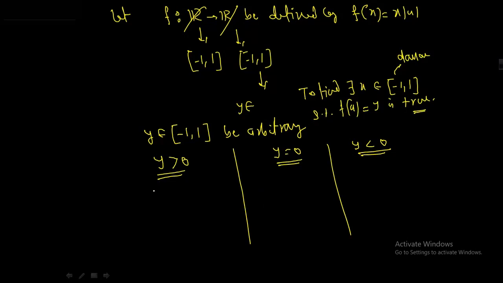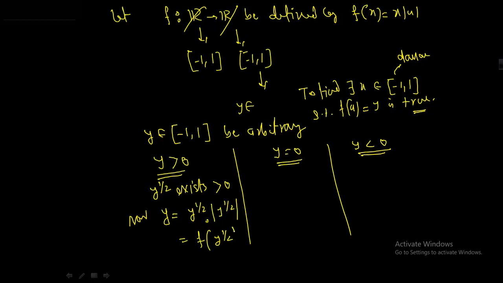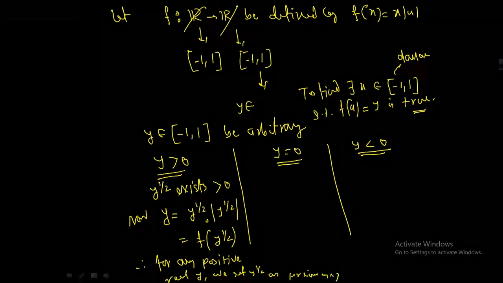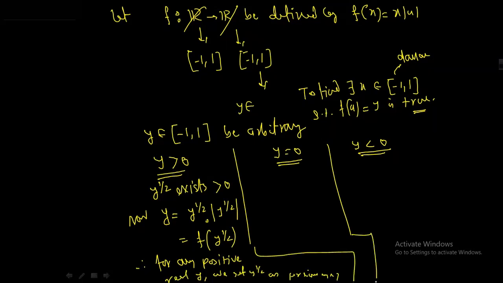Perfect. Now if y is greater than 0, therefore y to the power half exists and is greater than 0, the root y. Now y can be written as y to the power half into mod of y to the power half. This is equal to f of y to the power half. Therefore, for any positive real y, we get y to the power half as pre-image. So from this part it is clear that any positive real number has pre-image.